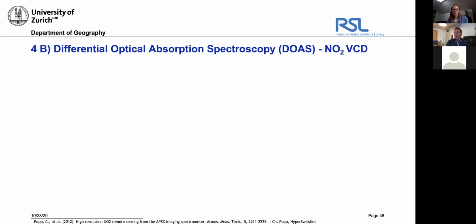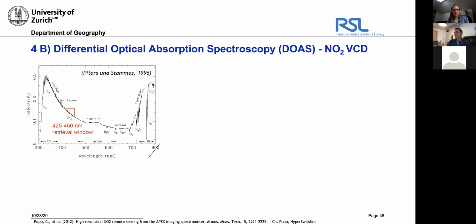The last method I wanted to mention is the differential, the DOAS method. DOAS is used for the NO2 retrieval at 400 nanometers. The interesting thing is that NO2 has only very small variations there at 425 to 450 nanometers. It's below 1%, but it's always the same. And it's a lot of bands where you get these variations, so you can do the statistics over a full range of wavelengths.